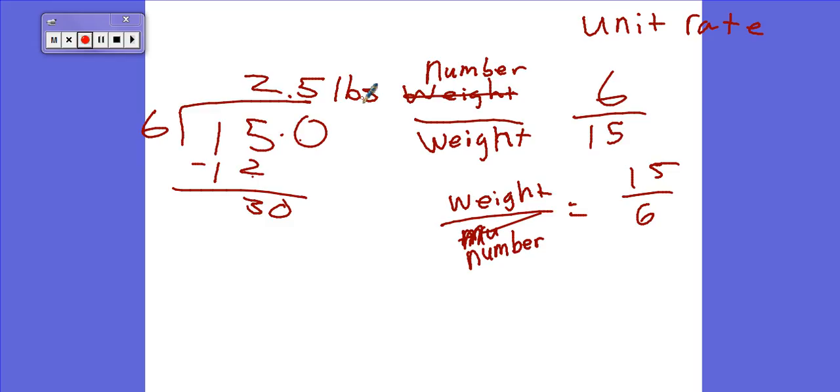Okay? Now I can find out how much 20 books would weigh, because I know what 1 book weighs. I can do 20 times 2.5 and get the correct answer for that one too. It should be 50. So sometimes there's more than one way to do it. All right, so let's try another one.